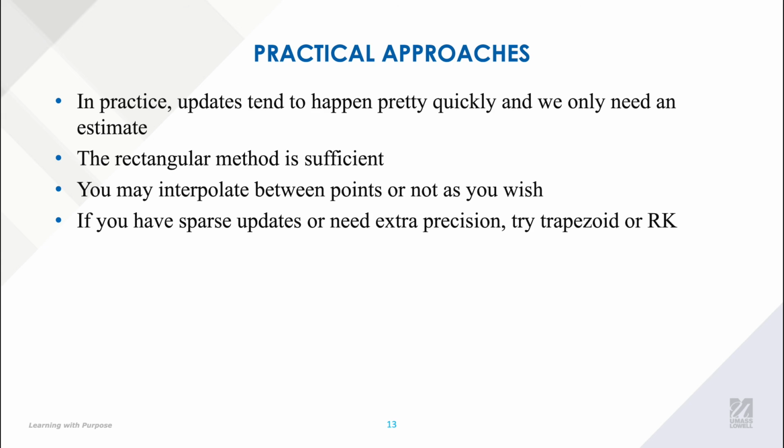You can improve the rectangular method a bit by taking the average between your 2 function points and using that as your height of the rectangle. But this is probably not really necessary in this class. So unless you have sparse updates or need a lot of extra precision, you can use the rectangular method. If you do, you may want to use the trapezoid or Runge-Kutta method.